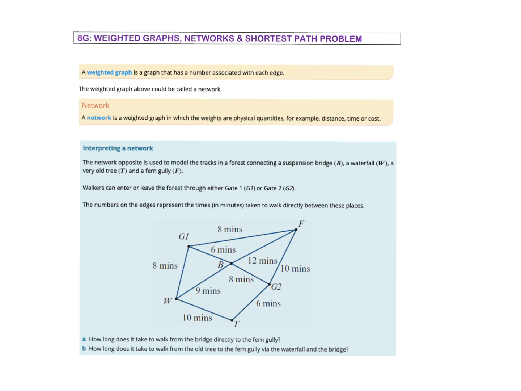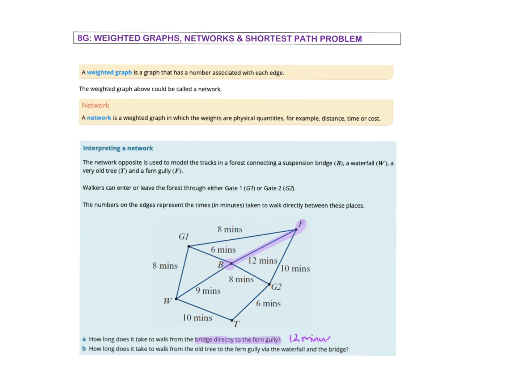Okay, so if we have a look, you can see it's like a path, and they're giving the estimated time that it takes. So how long does it take to walk from the bridge directly to the fern gully? So you're at the bridge and you want to go directly to F. How long does that take? 12 minutes. So we write 12 minutes for that one.